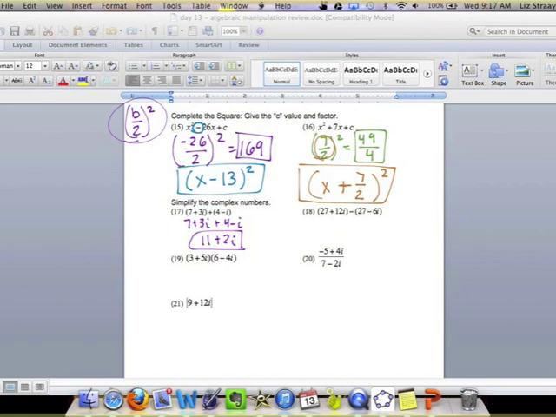For number 18, what are we asked to do with those numbers? Subtract. Subtract them. When we subtract, we need to distribute a negative through to the second group. That gives minus 27 and plus 6i. And then combine like terms. The 27 and the negative 27 go away. You can write 0 if you want, but you don't have to. You could just write 18i. 0 plus 18i is totally acceptable though.